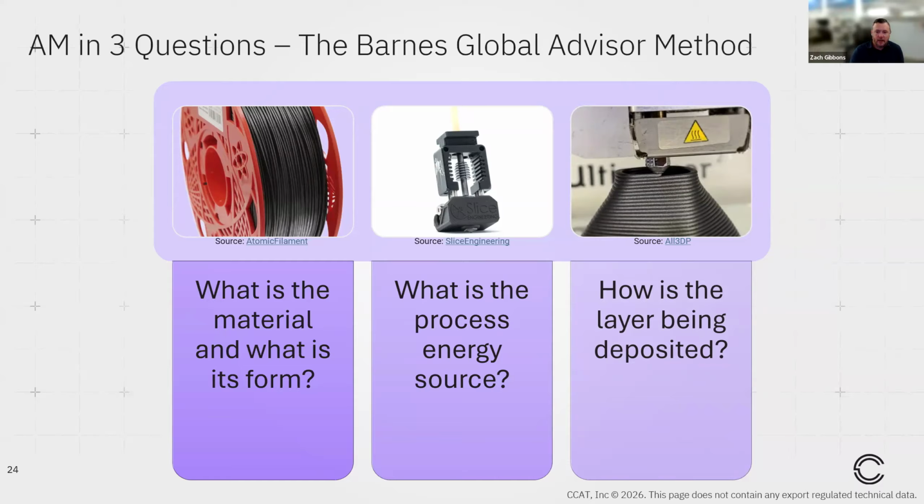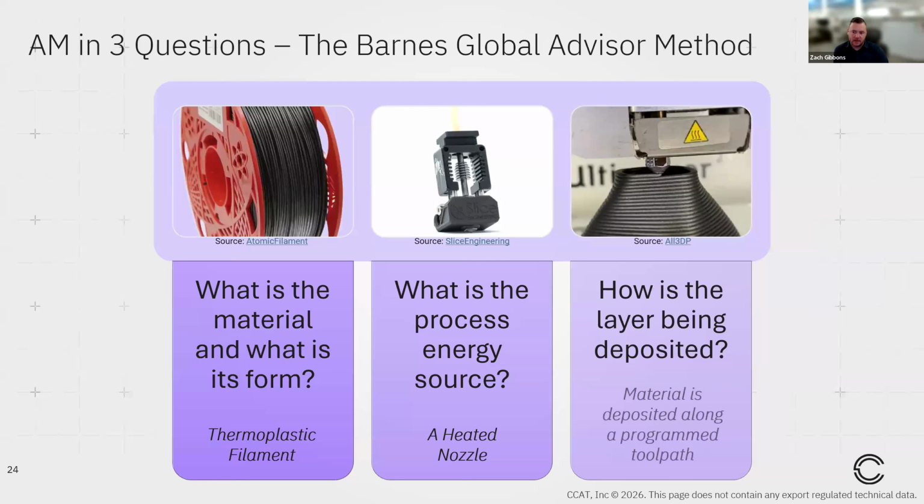So what is the material and what is its form? In this case, we're dealing with thermoplastic filament. The energy source would be a heated nozzle, right? We're using conductive thermal energy to heat up that filament within the heat break of that hot end. And then how is the layer being deposited? We're depositing material along a pre-programmed toolpath. Right, so with 3 questions, we can fully describe what that process is.